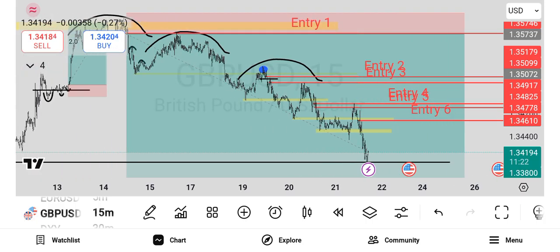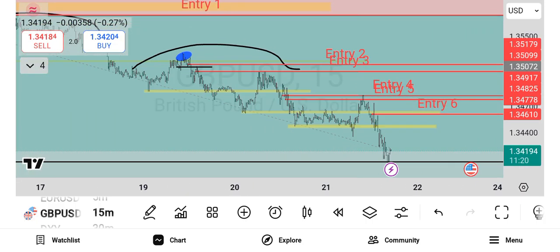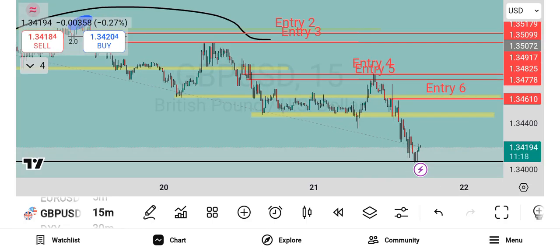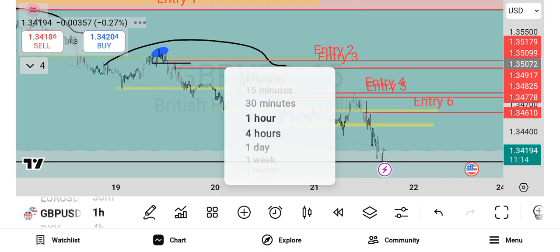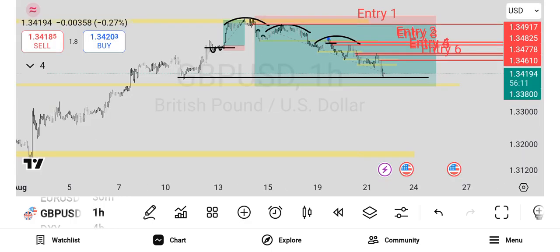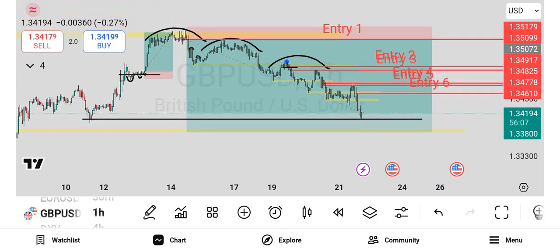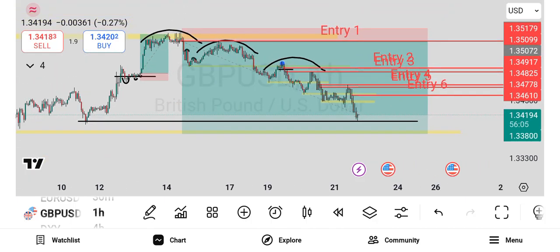This is my first entry, second entry, third entry, fourth entry, fifth entry, sixth entry, and they are all sells, guys. They are all sells because I understood the overall market direction. Overall, I was trading with the trend, guys. That's why I say it's important to trade with the trend and know when to scale in, guys.